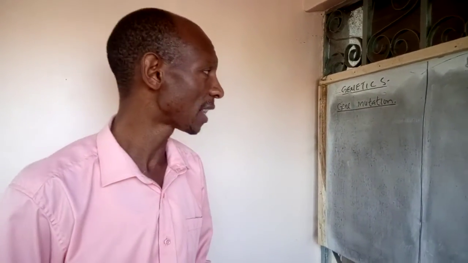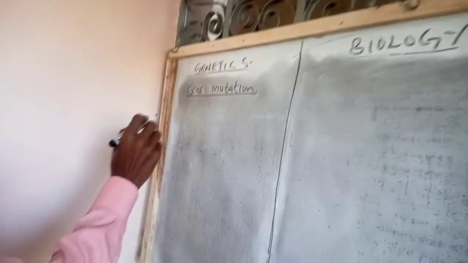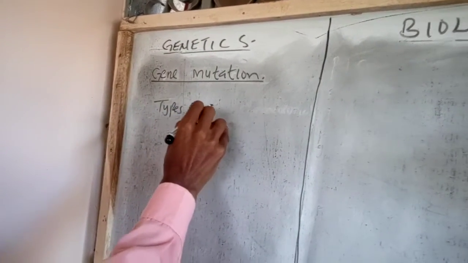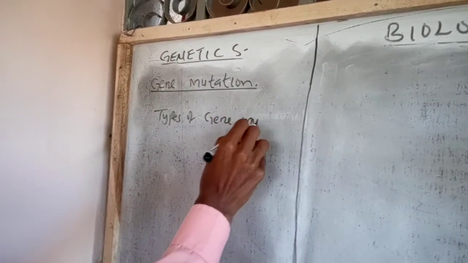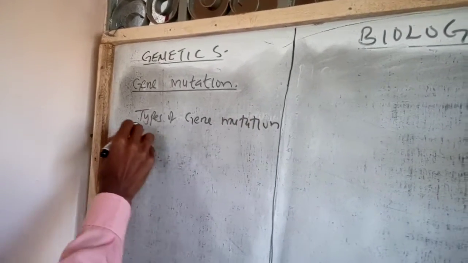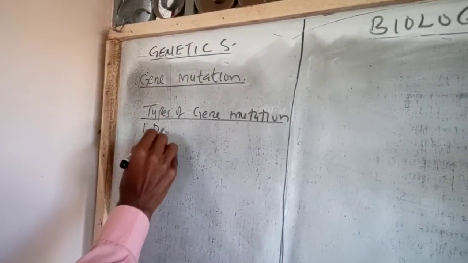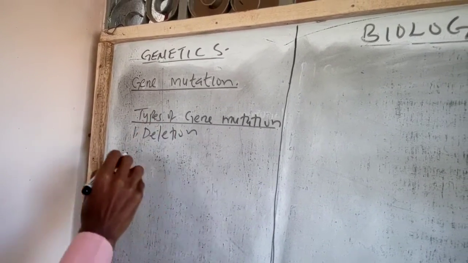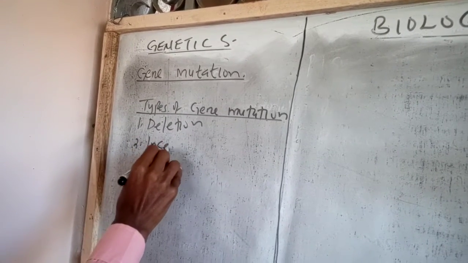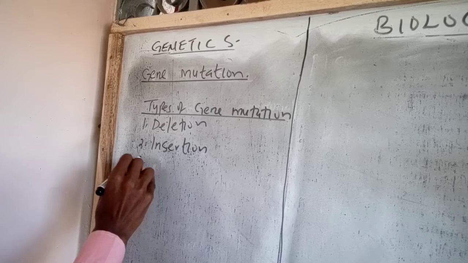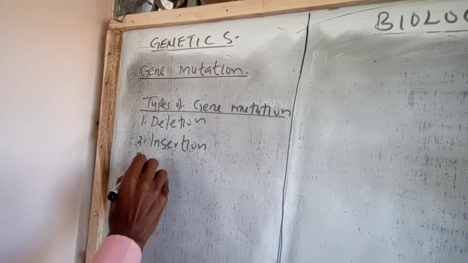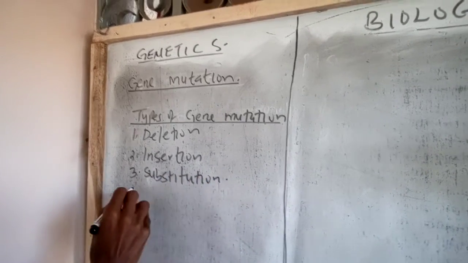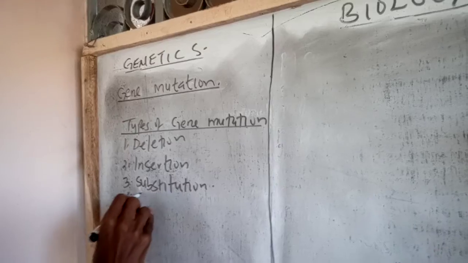There are several types of gene mutation. We can look at the types of gene mutation. The first one is deletion. The second one is insertion. The third one is referred to as substitution. And the fourth one is called inversion.